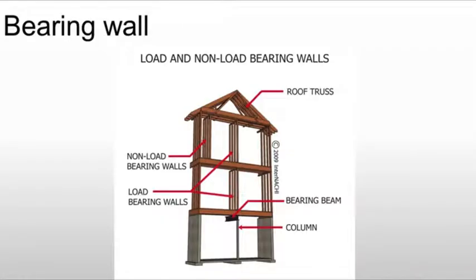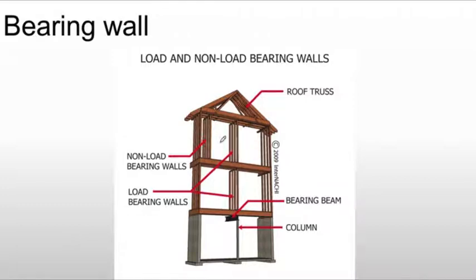Then we have bearing walls, and bearing walls are the walls that support the roof and the floors above it. So, when you're looking at a home, there are certain walls that can and cannot be removed. And it all has to do with the roof trusses. Any wall that's running perpendicular to the roof trusses is generally a bearing wall. If it is not, then it is probably not a bearing wall. If you're going to knock out a wall, put a window in, put a door in, this is very important to know.